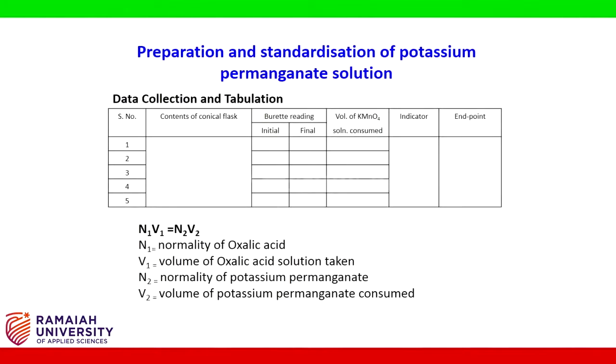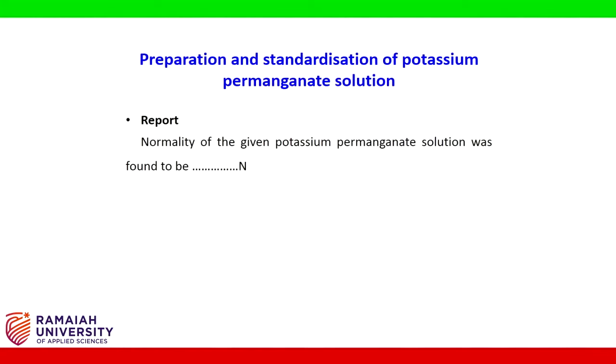The data obtained are tabulated as per the following table, and after suitable calculations, the data obtained is reported as following. Normality of the given potassium permanganate solution was found to be dash normal.